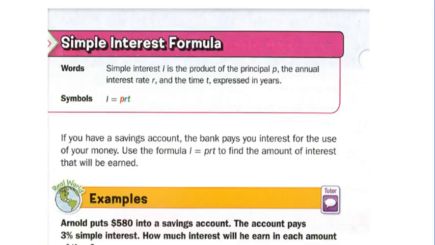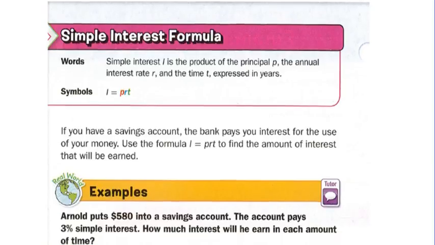Basically, the simple interest is the product of the principal, the annual interest rate, and the time expressed in years. So your interest is just how much money you put down or borrow, the rate at which you have it, and then how long. You just multiply all three of those together.